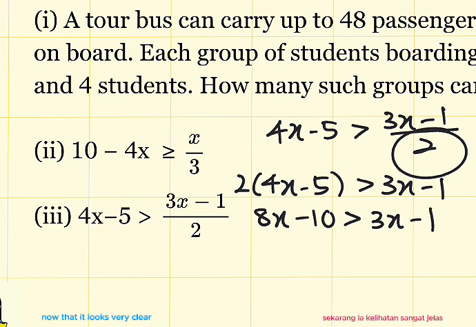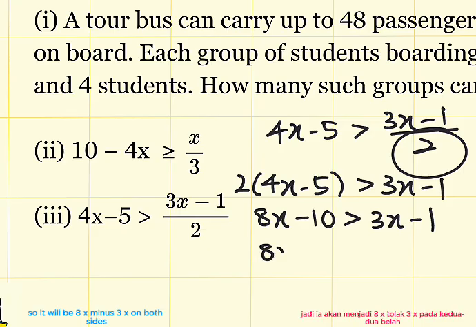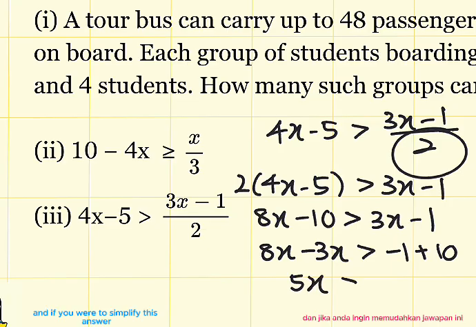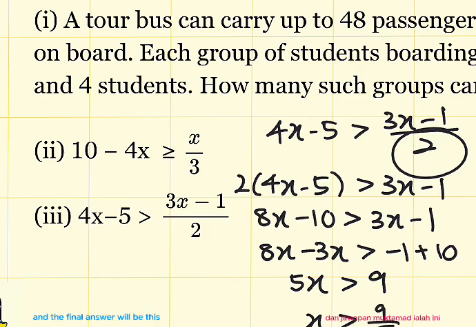Now that it looks very clear, let's isolate the x to the left. So it will be 8x minus 3x on both sides, and minus 1, plus 10 on both sides. And if you were to simplify this, you will get this. And the final answer will be this.